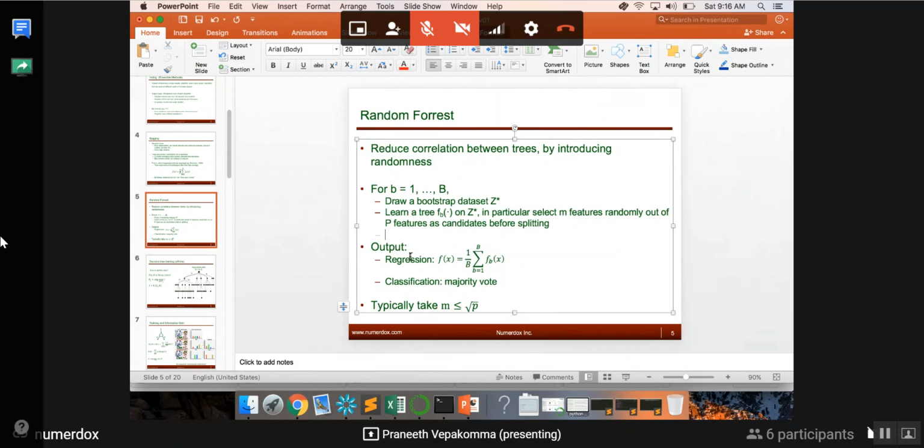And then for regression, you just average your result. For classification, you take the majority vote, right? This is what I'm saying. If the majority says spam, then it is spam. If the majority says no spam, it's not spam. Out of these B trees, this is exactly what we drew.